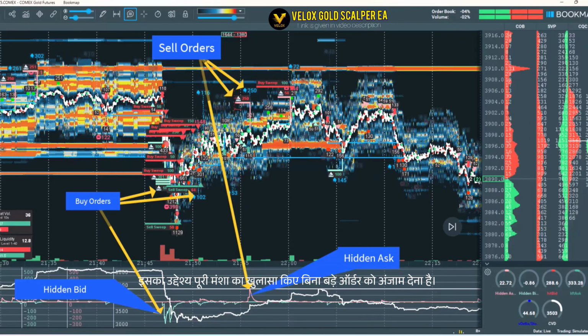The goal is to execute large orders without revealing full intent, thereby minimizing market impact. On the Bookmap interface, there are 3 types of iceberg order visualizations. 1. Mountain-shaped icons. 2. Blue-colored markers. 3. Pulse signals shown at the bottom of the screen. For both the mountain-shaped and blue-colored indicators, I have set the display threshold at 50 contracts. Only orders meeting or exceeding this size will be shown.